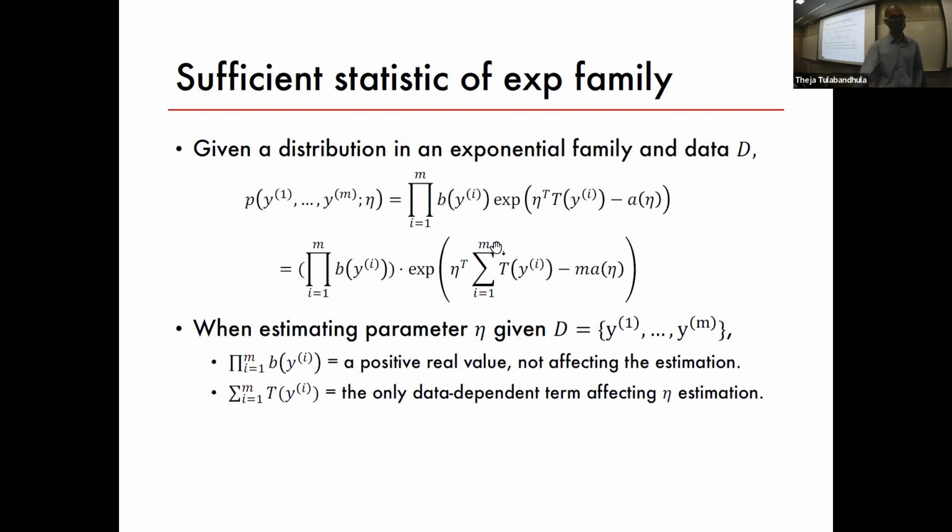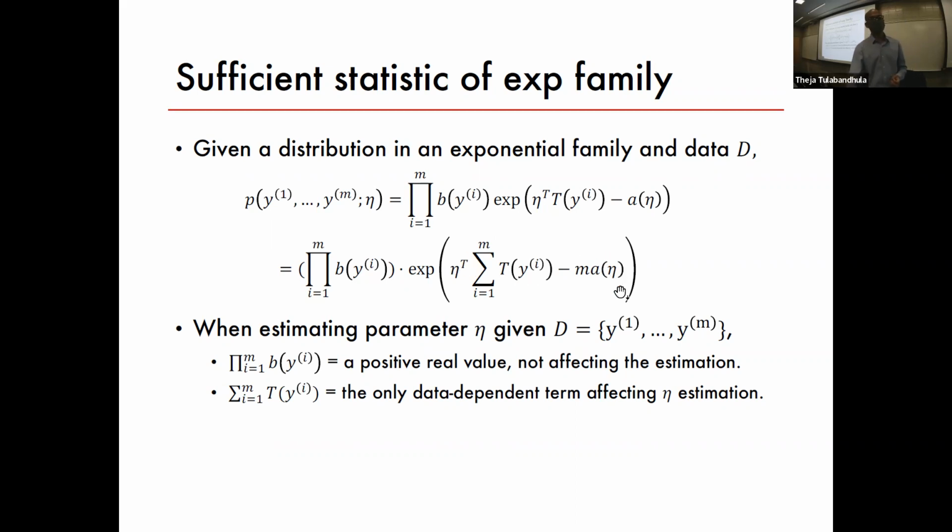Now let's focus on the product of b of yi. This is not affecting the estimation of eta. Think of this as a likelihood; we just wrote the likelihood explicitly from the definition of the exponential family. You can see that this term doesn't have anything to do with eta, whether eta changes from eta1 to eta2. This term is not a function of eta, so you can ignore it, because we care about estimation of eta. Now, if you look at the second term, eta does appear in it.